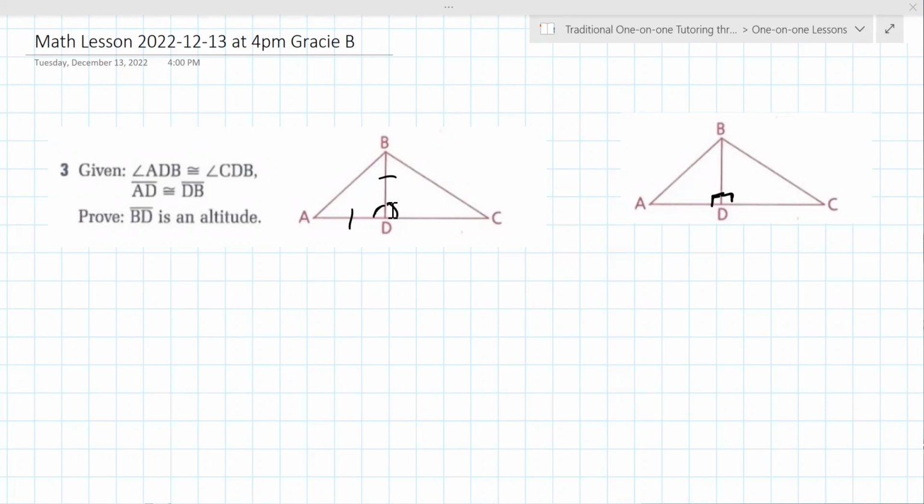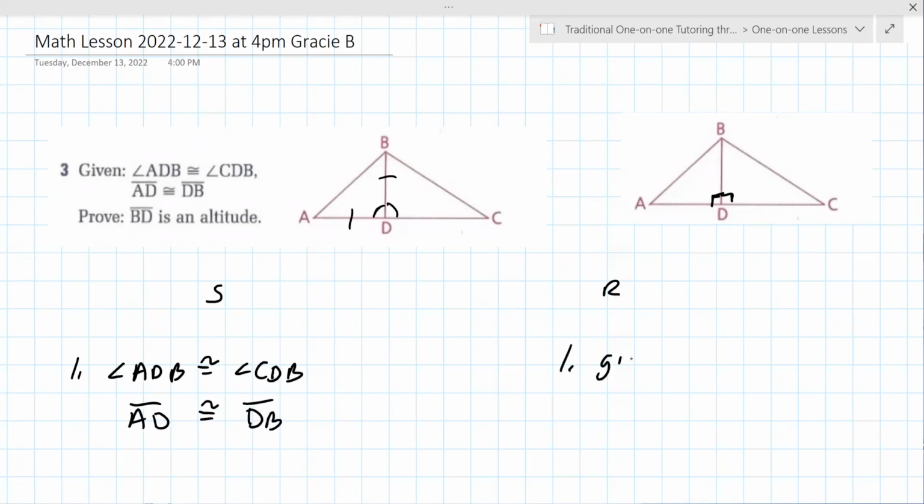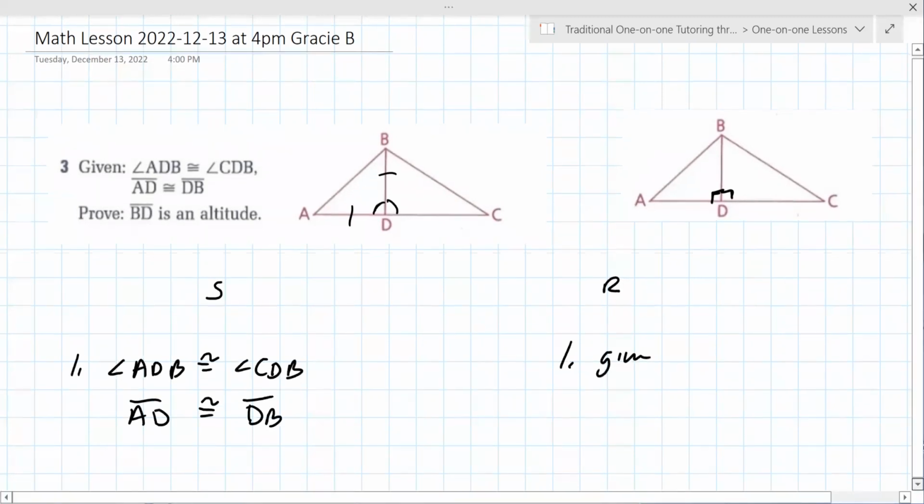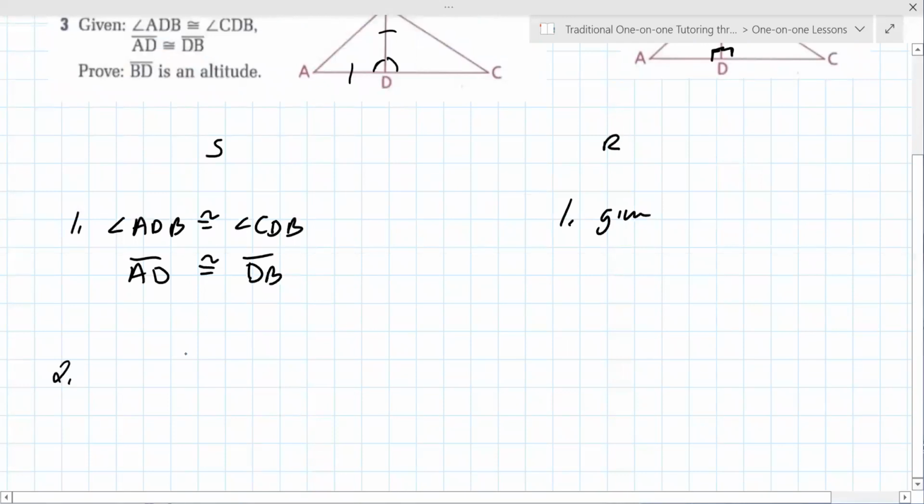Yes, of course. Okay, so let's start with the S and the R. The first statements are the givens. Angle ADB congruent to angle CDB. AD line segment congruent to DB line segment, and those are given. Okay. All right, so what I would do next is say that angle ADB, angle CDB make up a linear pair.